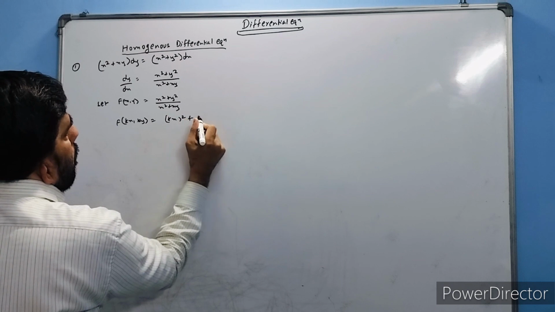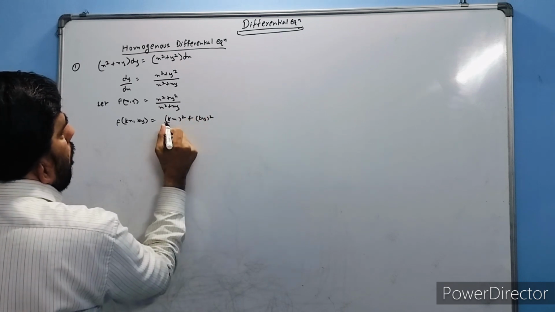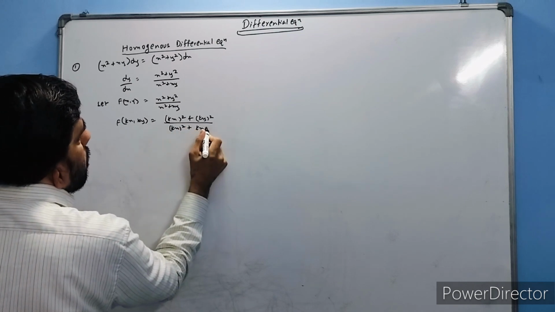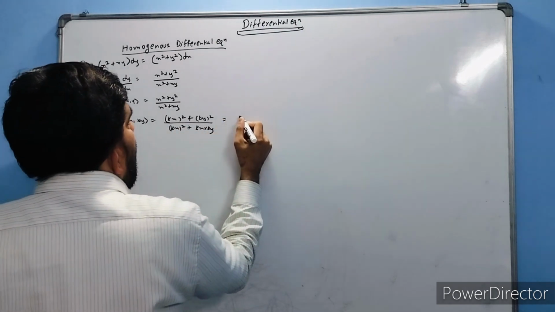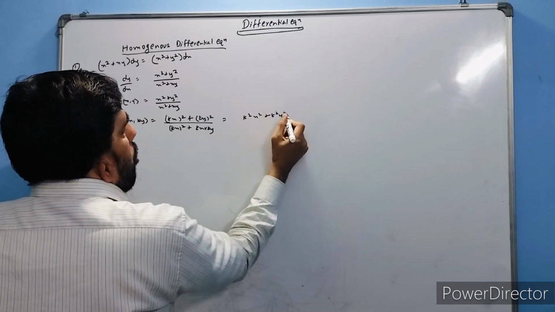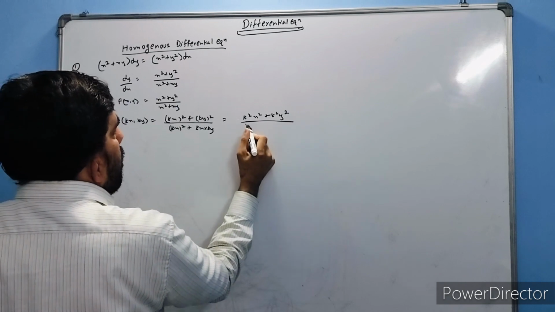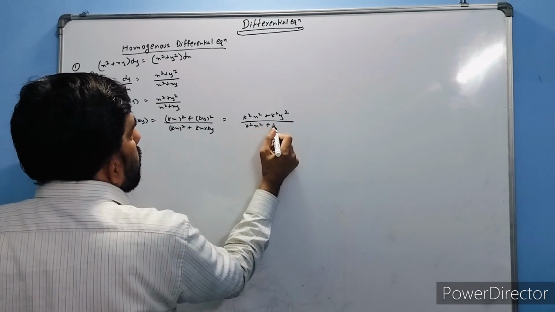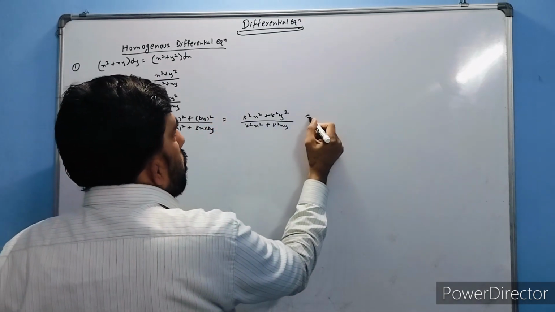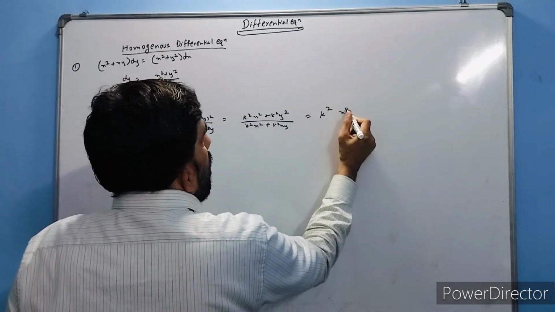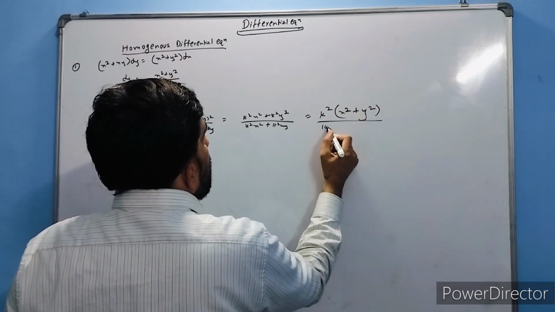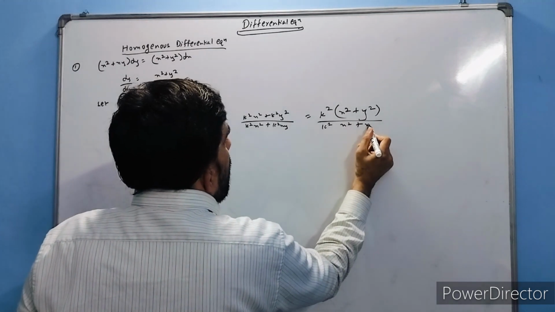(kx) whole square plus (ky) whole square upon (kx) whole square plus kx into ky. Now here I have k square x square plus k square y square upon k square x square plus k square xy. We can take k square common from both. So I have k square (x square plus y square) upon k square (x square plus xy).